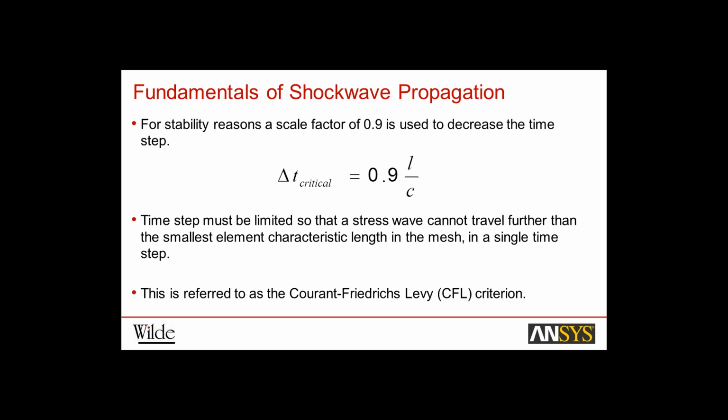For stability reasons, we apply a scaling factor of 0.9 to our delta t. So we end up with delta t critical, which is referred to as the Courant-Friedrichs-Lewy criteria, or CFL for short. So that's the delta t that's used in our simulations. The time step must be limited so that a stress wave cannot travel further than the smallest element characteristic length in the mesh in a single time step. So as you can imagine, that delta t varies as the mesh distorts.